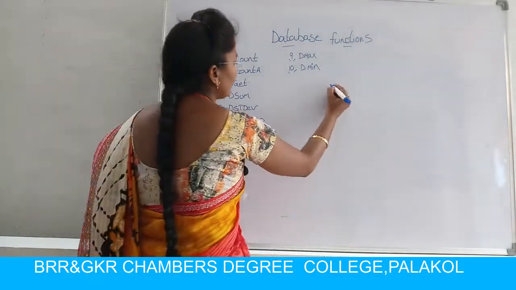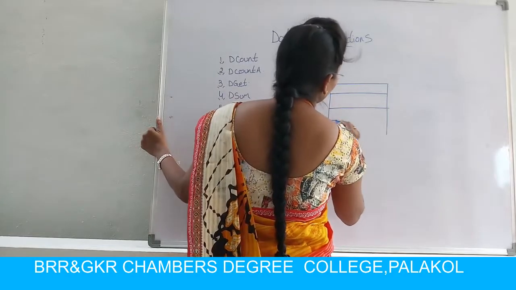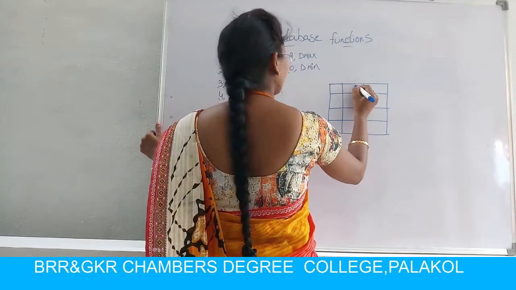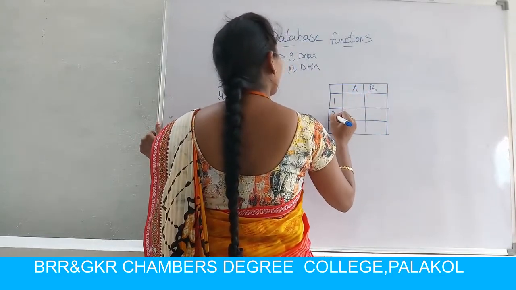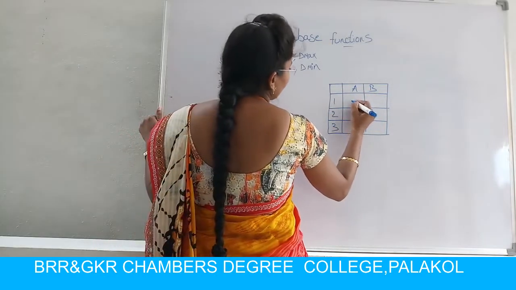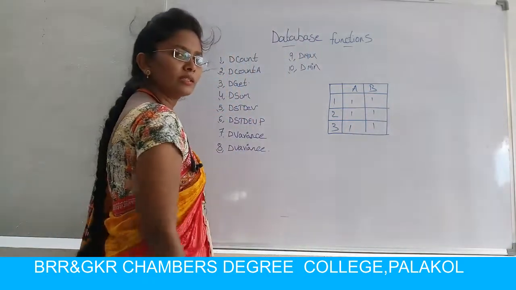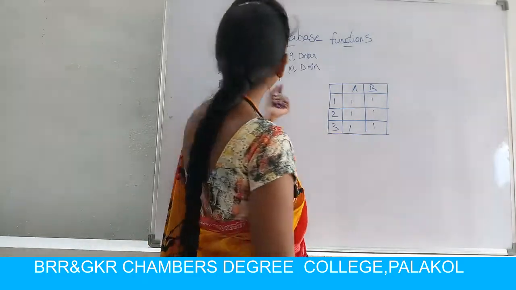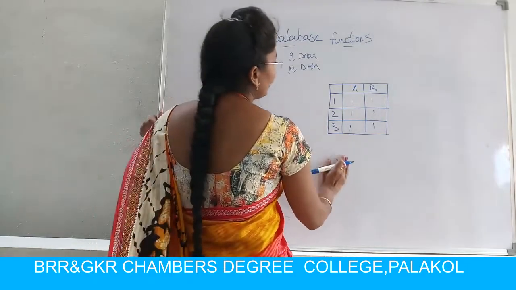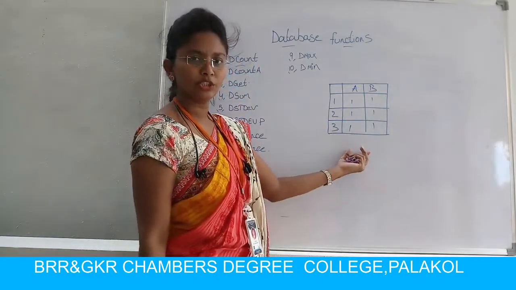That means if I am taking some data in Excel sheet, here I am taking the data in the Excel sheet: 1, 1, 1, 1, 1, 1. This is the data entered in the Excel sheet. After entering the data, if you give the database function as DCOUNT, then it will calculate the data which is entered in the Excel sheet.